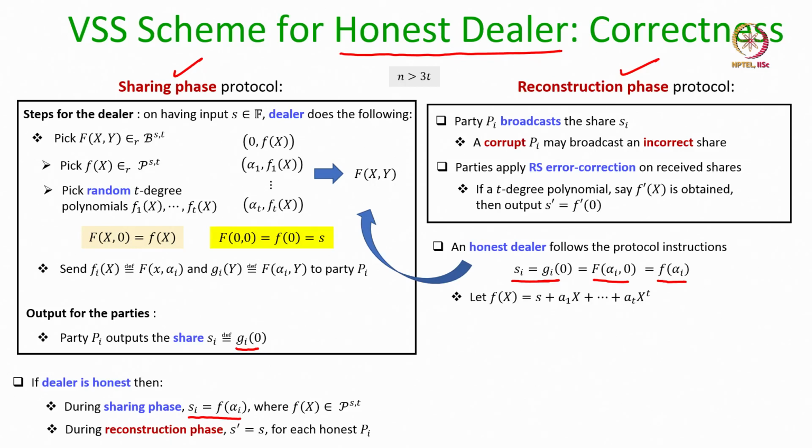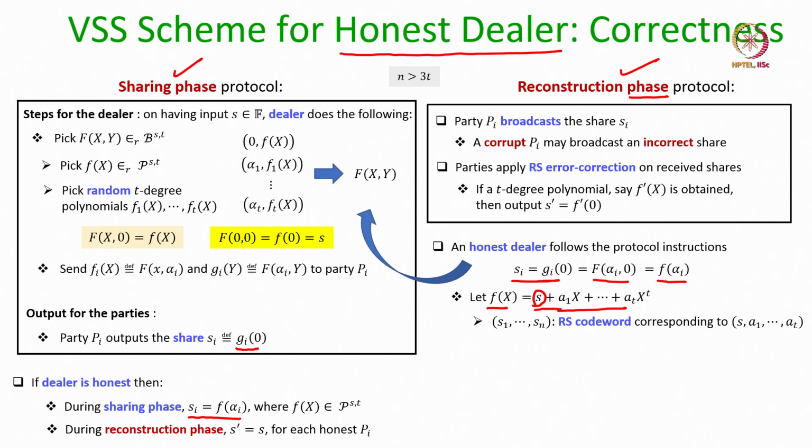Now, imagine the t degree f of x polynomial is this polynomial, its coefficients are s, a1, a2, at. Why s? Because its constant term is supposed to be s, and all other coefficients are random. Now, we want to show that when the reconstruction phase protocol is executed, the reconstructed polynomial f prime of x is the same as f of x, because if we show that, then that also shows that the reconstructed output s prime is the same as s.